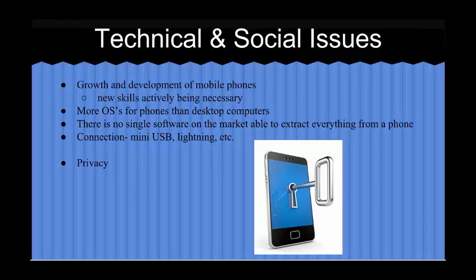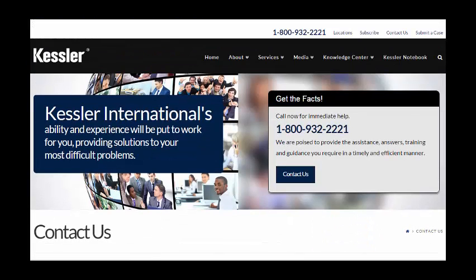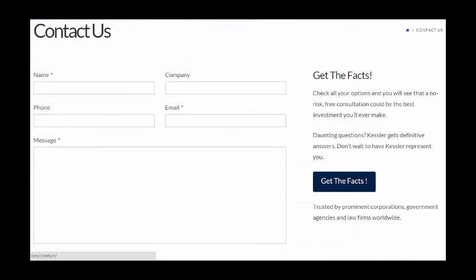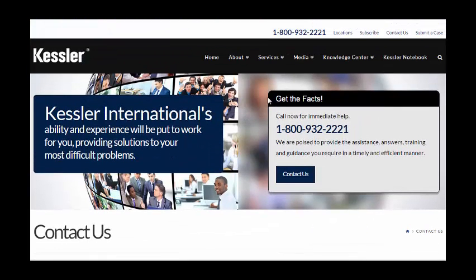And the biggest social issue is probably privacy, especially when we talk about Kessler International. So I'm going to go to their website. And right here, if you come here, it says Kessler International. Ability and experience will put to work for you, providing solutions to your most difficult problems. So now you would come down here. This is where you would contact them. And they would give you a free consultation. And you would tell them, like, say, if you were a spouse, you would go here and you would say, I have a problem, and they would potentially look into it for you.